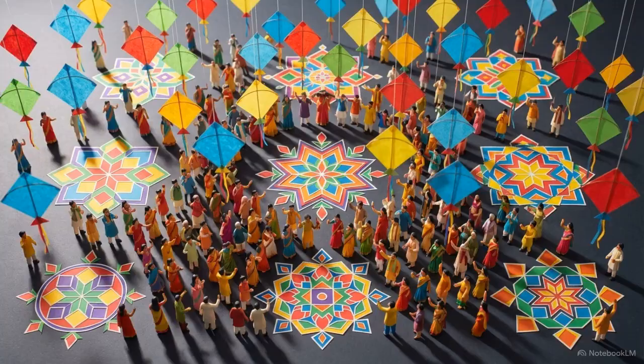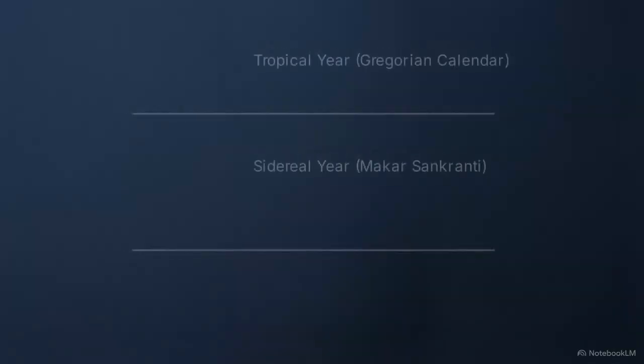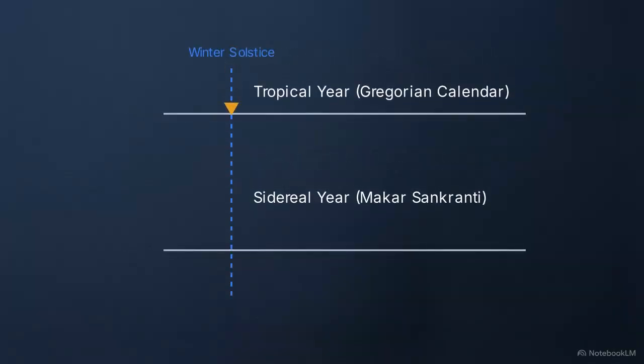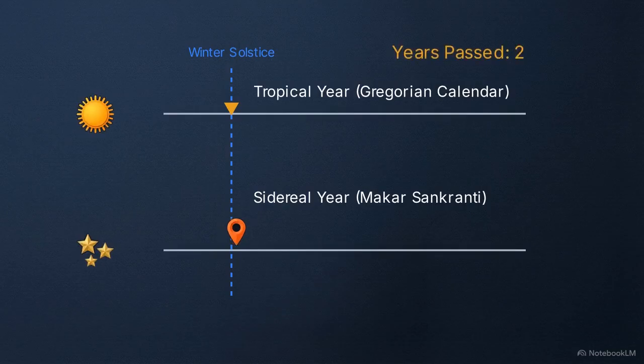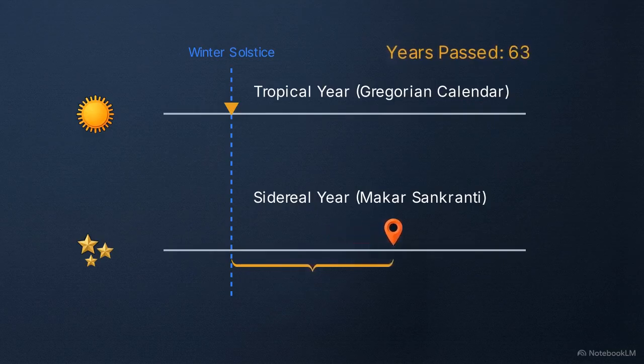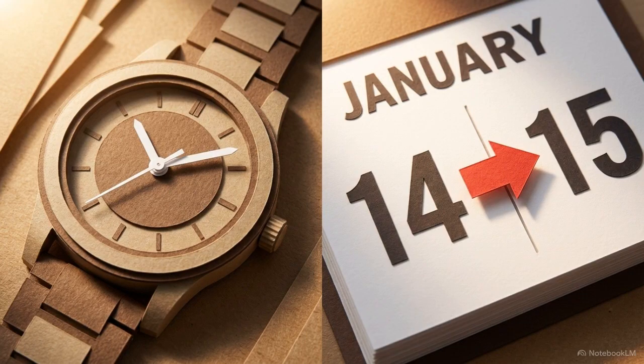We see the mechanical reality of these different orbital years playing out in Indian cultural festivals. This timeline shows Makar Sankranti, a festival originally tied to the winter solstice. Because it tracks the sidereal year, while our Gregorian calendar tracks the tropical year, the festival steps forward on our calendar by 1 day every 71 years. That 71-year shift is observable proof of the 20-minute difference between the two orbital cycles.